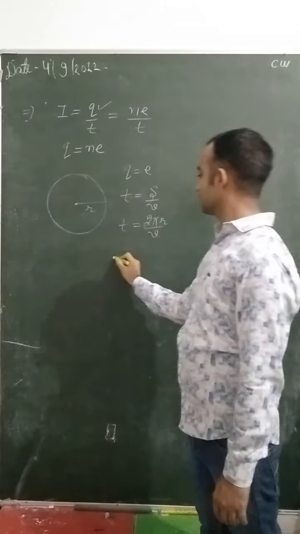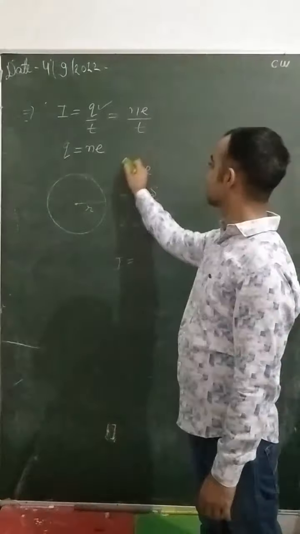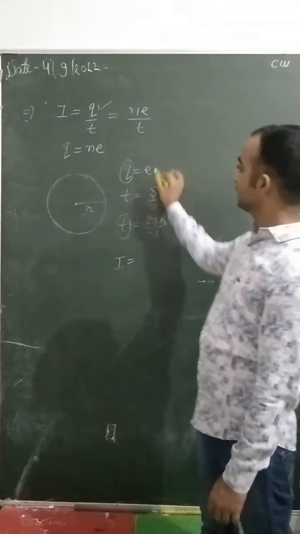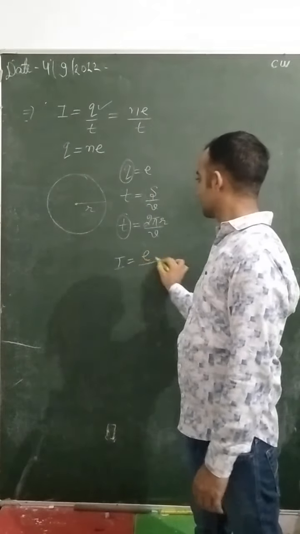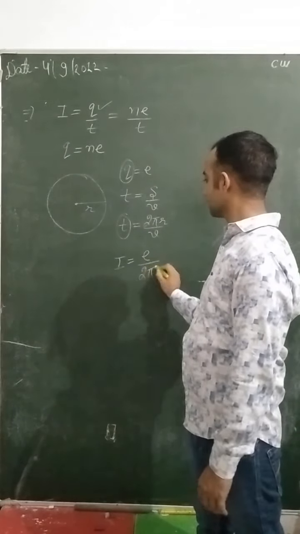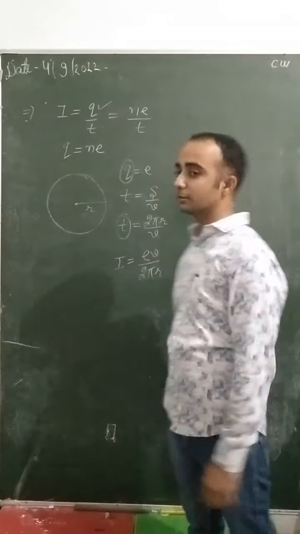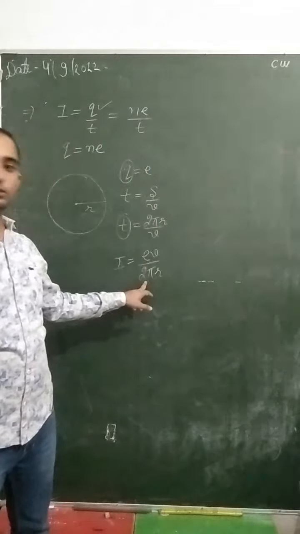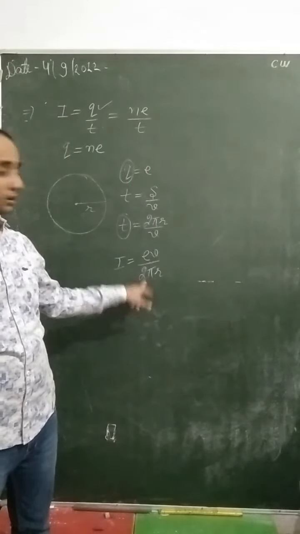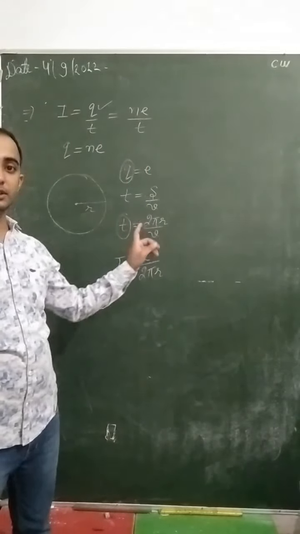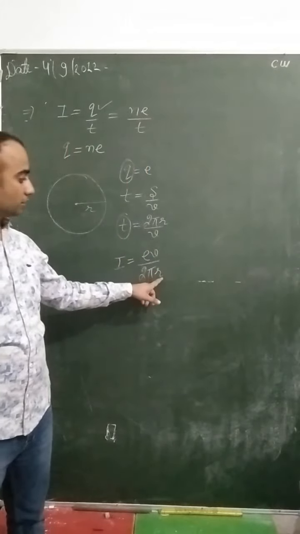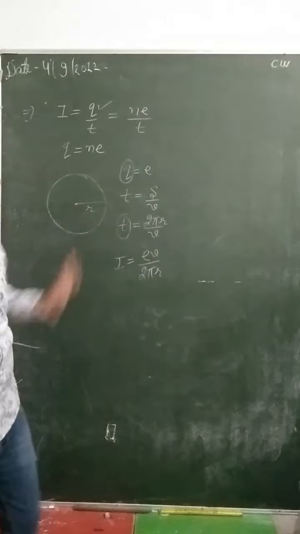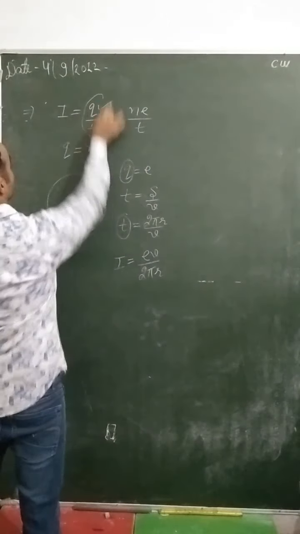Now what is the current? I equals Q upon T, where Q equals E and T equals 2 pi r upon v. Multiplying by E, I equals EV upon 2 pi r. This relation is used when an electron is revolving in a circular path and the radius r and velocity v are given. So these are the relations for electric current.